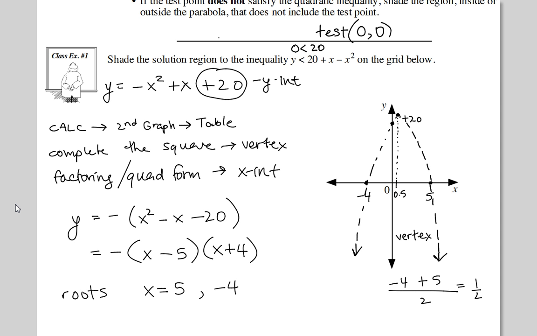So if 0, 0 satisfies the inequality, should it be included in the solution region? Yes, so then we shade this region here. And that's an infinite region, as that graph is an infinite curve. Did I shade below or above? I shaded below, and notice the sign is less than. Okay, so less than will be below, greater than will be above.